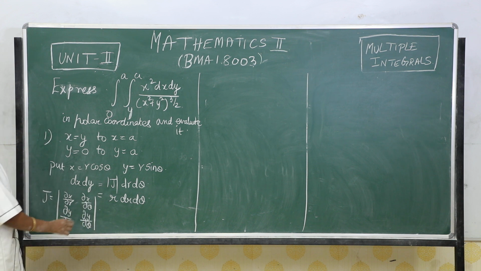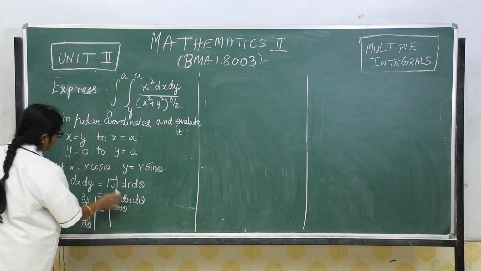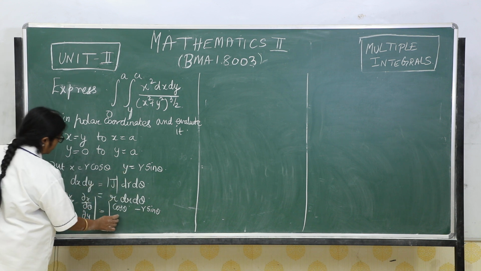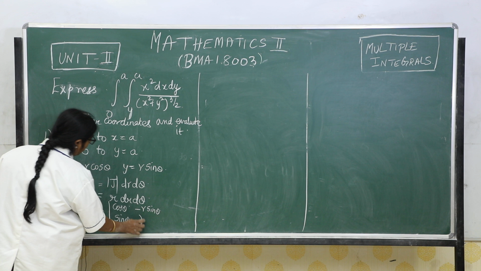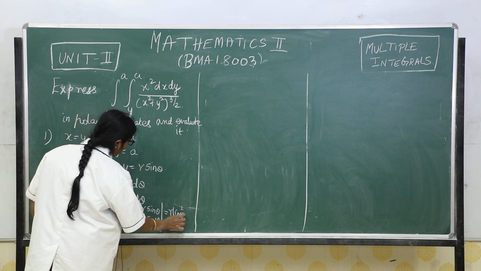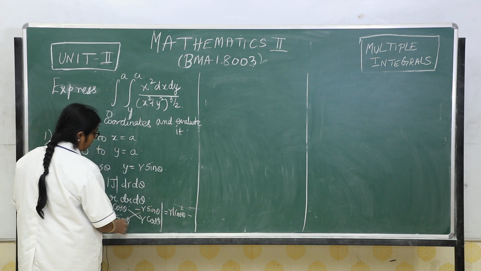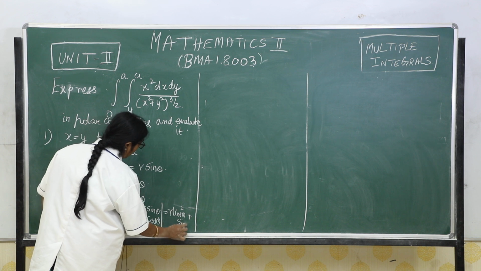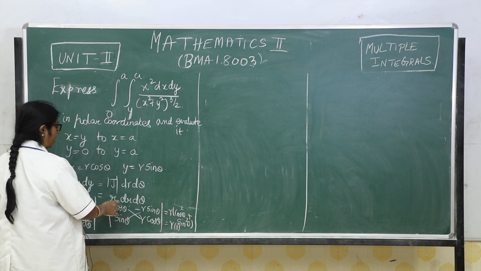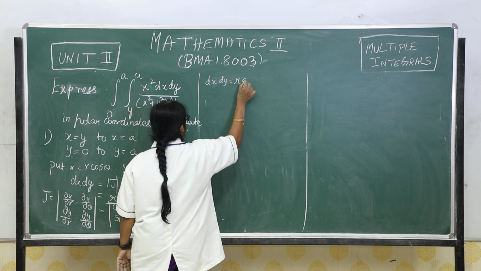So, dou x by dou r is cos theta, dou x by dou theta is minus r sin theta, dou y by dou r is sin theta and dou y by dou theta is r cos theta. The 2 by 2 determinant gives r cos squared theta minus, with the negative sign already there, so plus r sin squared theta. You know that cos squared theta plus sin squared theta is 1, therefore r into 1, that gives me r. Therefore, dx dy is equal to r dr d theta.